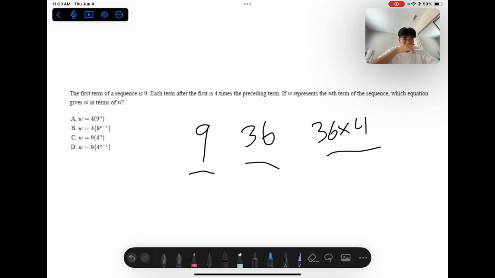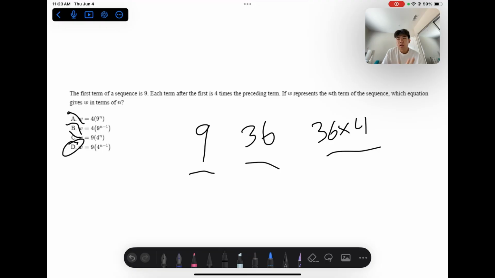Okay, so let's look at the first one. Let's look at A. If we plug in 1 for n, that'll be 36, not 9, so that doesn't work. How about B? If we plug in 1 for n, that'll be 4, so that doesn't work. How about C? If we plug in 1 for n, that'll be 36, so that doesn't work. How about D? If we plug in 1 for n, that'll be 9, so it does work. Boom. Alright, so this one is kind of similar to the last one where we just use the answer keys to find our answer.